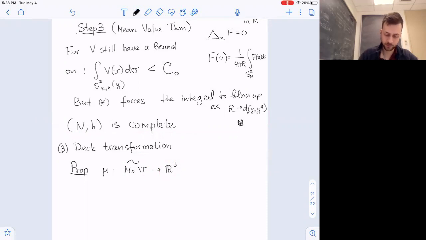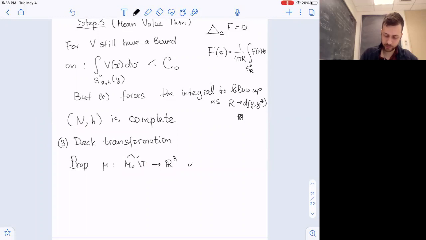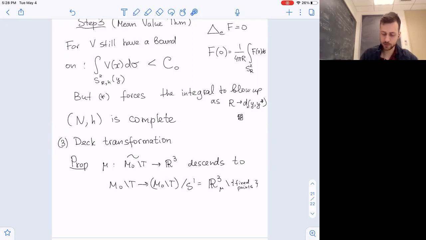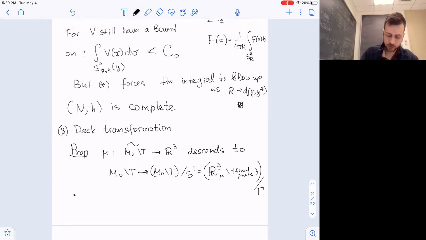So there is no open embedding anymore. So the moment map descends to a map M0 minus T to M0 minus T over S1, which will be just R3 mu minus fixed points, or rather I should say the orbits of fixed points, because it's the orbit space, modulo the Deck transformation group.